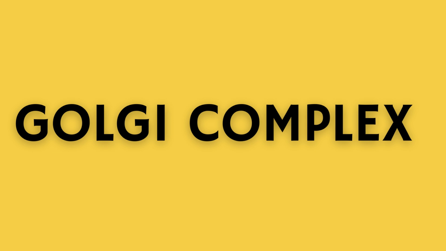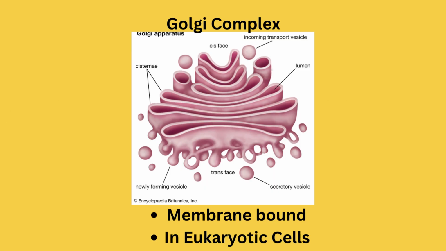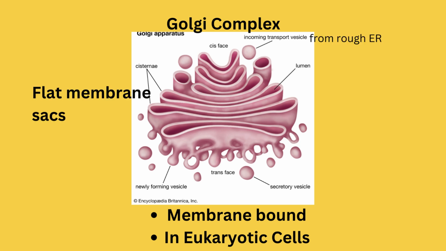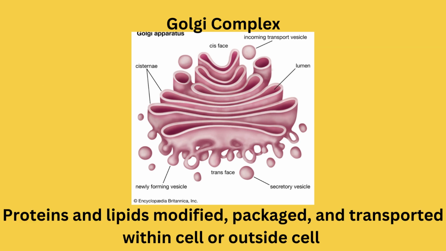The Golgi complex is membrane-bound and found within eukaryotic cells. It is made up of flat membrane sacs. The Golgi complex receives vesicles from the rough ER, and within the Golgi complex, proteins and lipids are modified, packaged, and transported to other areas within the cell or sent out of the cell.